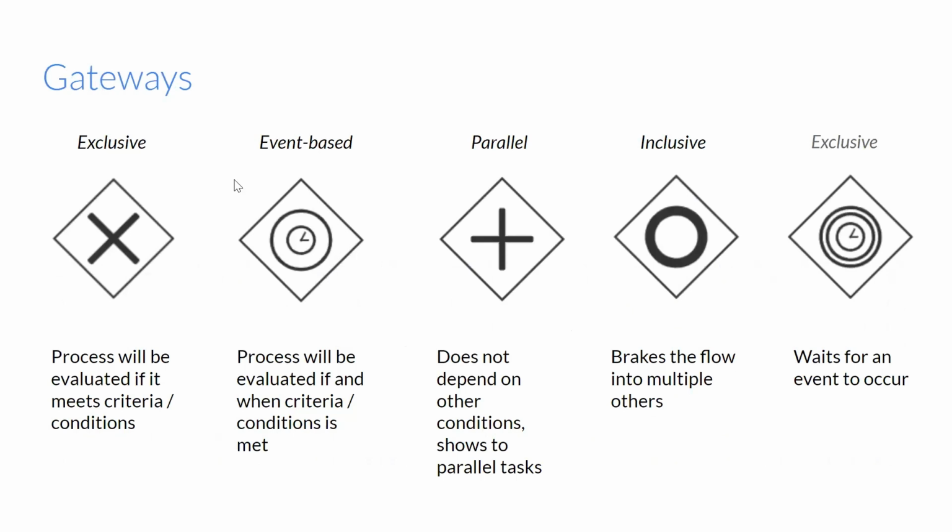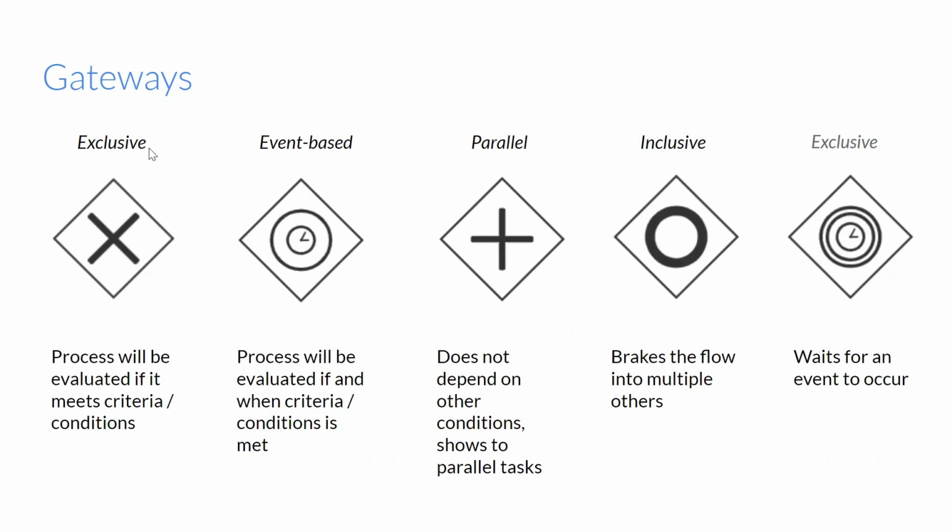BPMN gateways control process flow based on conditions. There are four types: exclusive gateways, one path based on a condition; inclusive gateways, multiple paths based on conditions; parallel gateways, multiple paths that occur simultaneously; and event-based gateways, based on specific events.